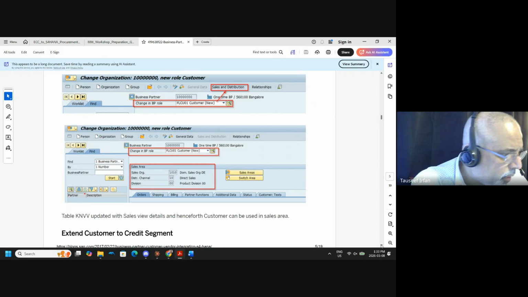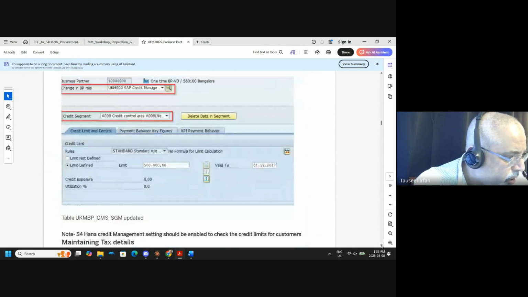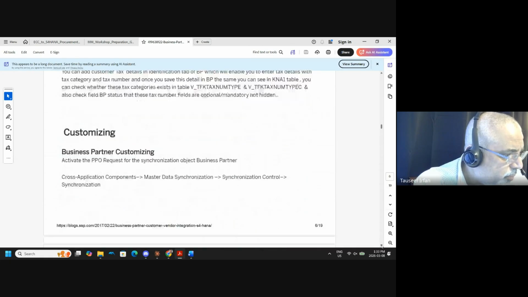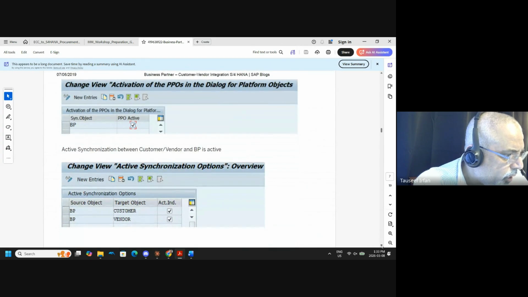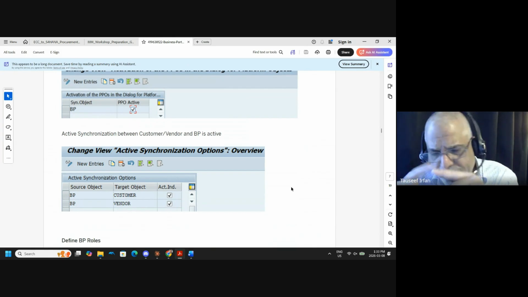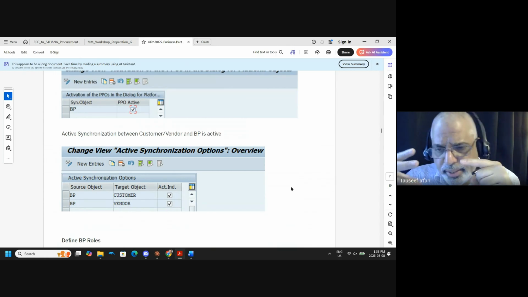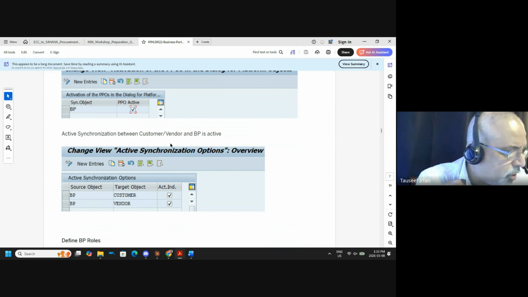The configuration part. Now you have this credit segment, all the details I'm not going to talk about now. We'll talk in the class. Business partner customizing, and your synchronization topic is very important. I will discuss it in the next class. You have to synchronize. That is where the CVI integration comes in. The three entities you have now: business partner, customer, vendor. You need to synchronize all of them. So we'll talk about all that.